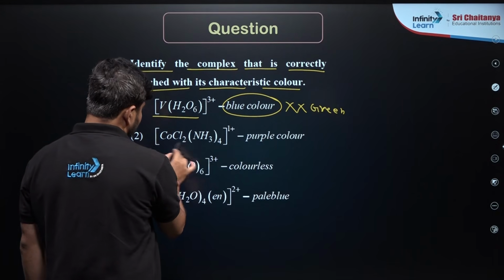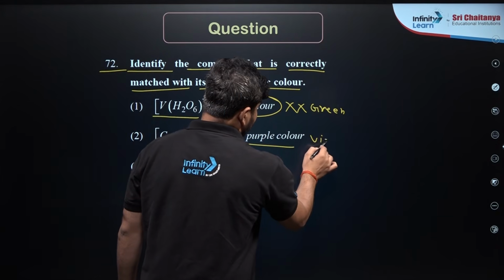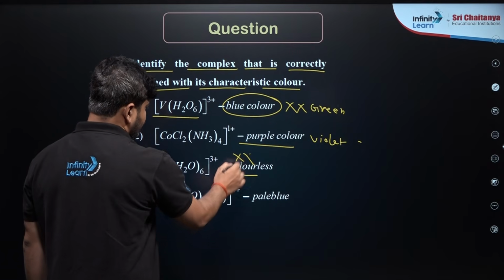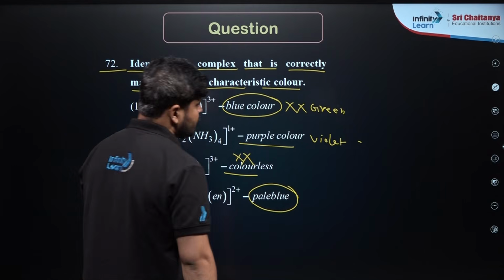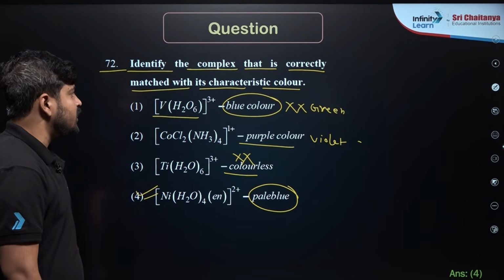And Co(Cl)2(NH3)4 +, it is basically violet color. Violet color only, it is also not colorless. This is the only correct match. Pale blue is the correct color for this. The fourth option is the correct answer of this question.